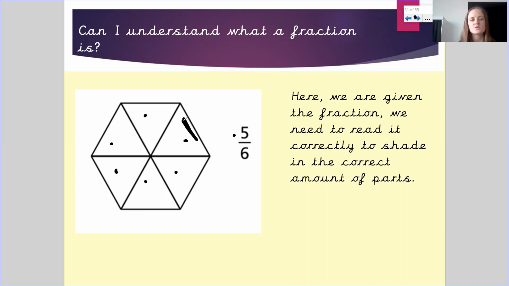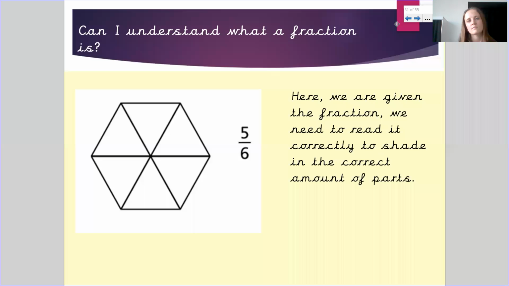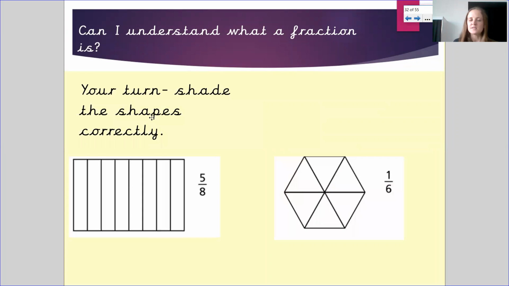Right, your shaded in should look something like this, because 5 parts of my whole are colored in. Right, so pause the video now and take a turn at coloring in or shading 5/8 and 1/6. Okay, and then I will go through the answers and give yourself a tick or correct it if you need to.